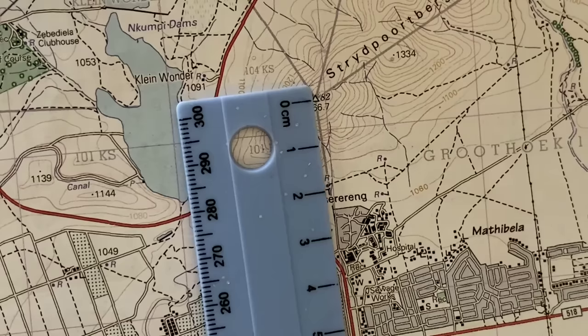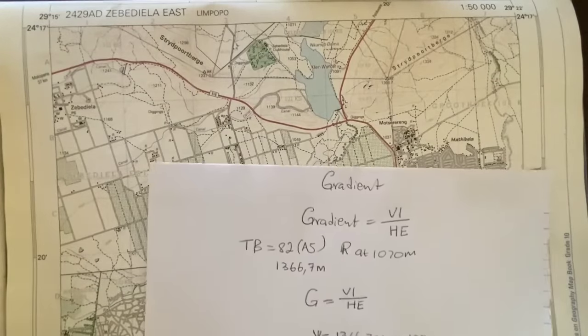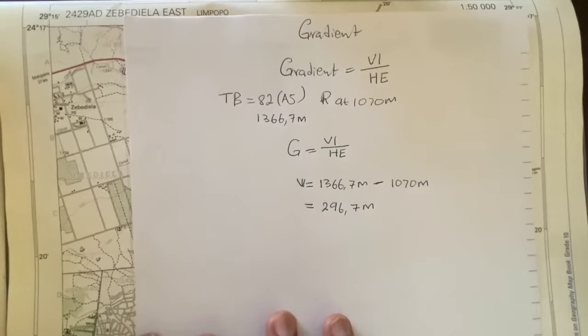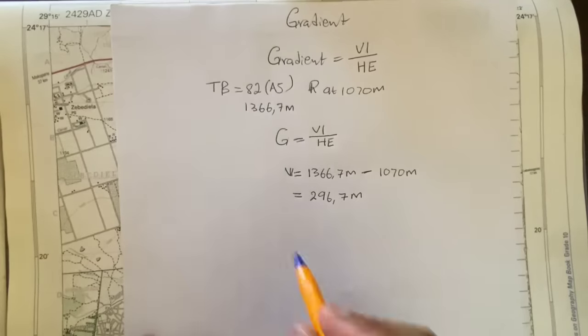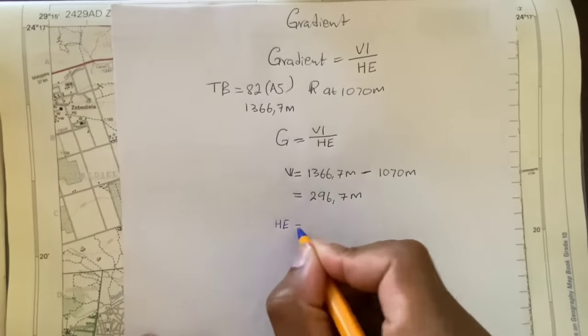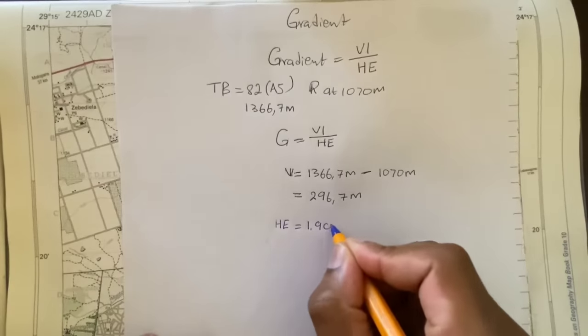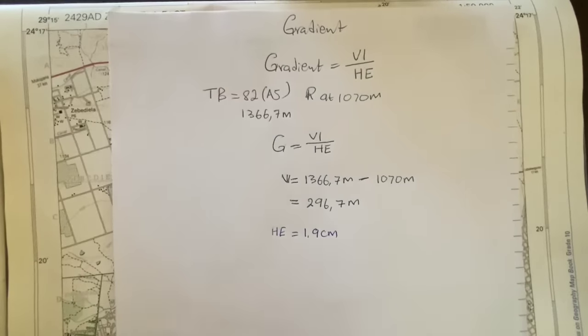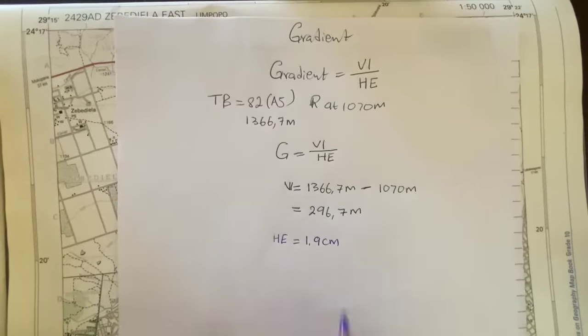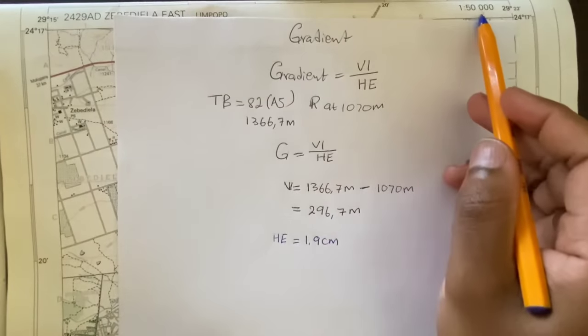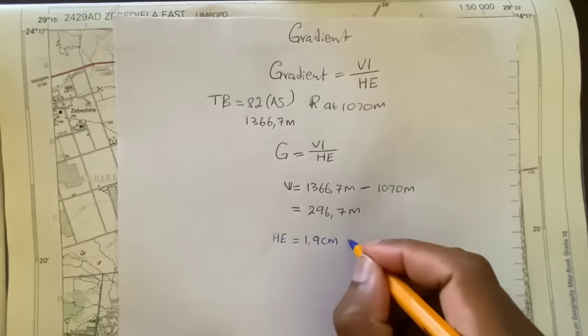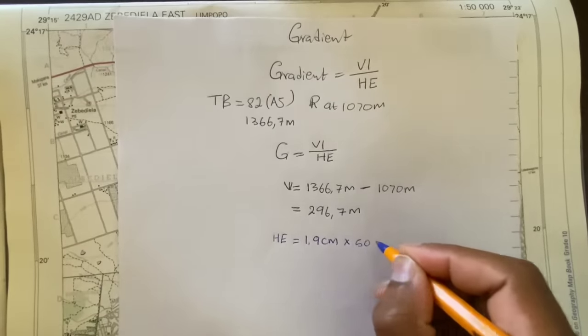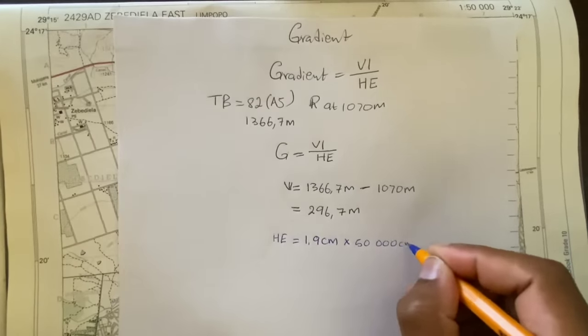Remember, you're going to take your distance and times it by scale, because every distance that you measure from the map, you need to convert using the scale. So I measured my distance between the two points as 1.9 centimeters. So HE will be equal to 1.9 centimeters times our scale, which is 50,000, which is also in centimeters.